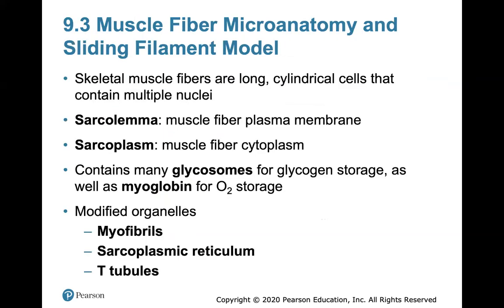So skeletal muscle fibers are long cylindrical cells that contain multiple nuclei. The sarcolemma refers to the muscle fiber plasma membrane. The sarcoplasm is the muscle fiber cytoplasm, which contains many glycosomes for glycogen storage, as well as myoglobin for oxygen storage.